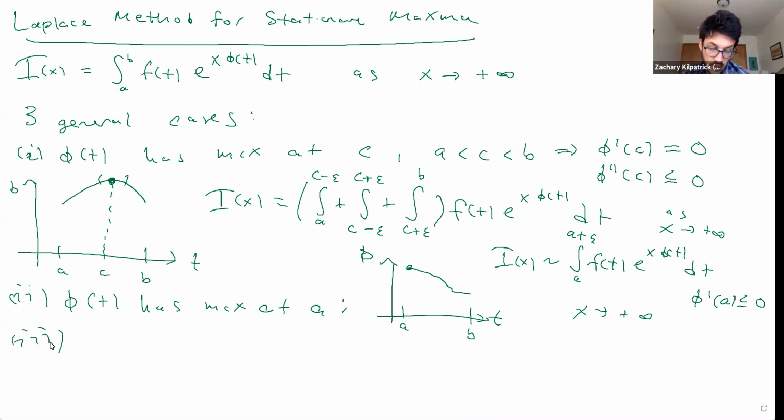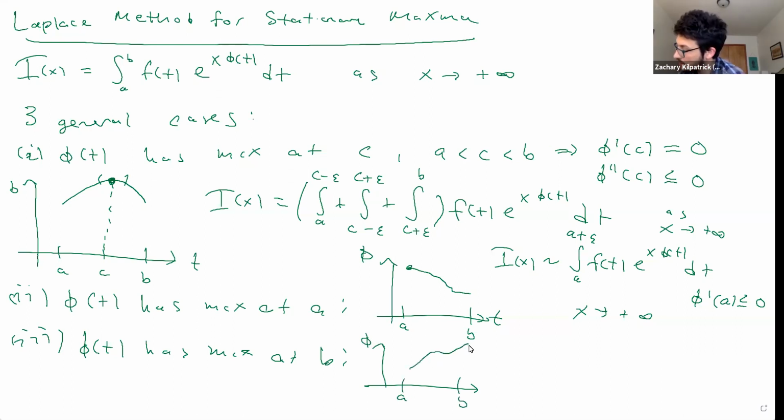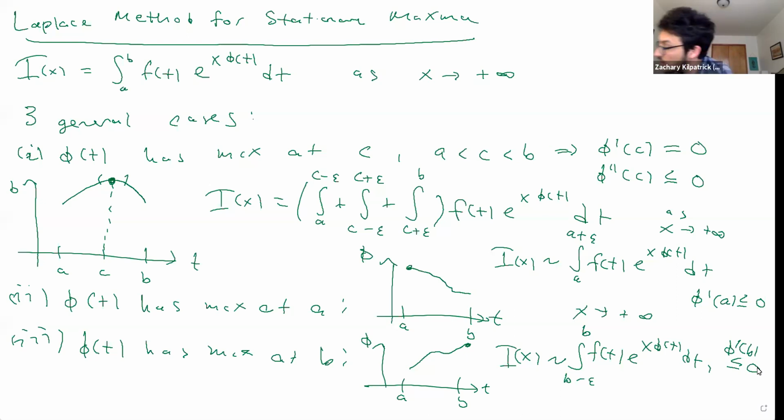The mirror image of this is if we have a right boundary max, okay? And phi looks something like this. We have some max here. And in that case, to leading order, the integral from b minus epsilon up to b of f of t e to the x phi of t dt, with phi prime of b greater than or equal to 0. We approach from the right, and this is valid for x large here, okay?